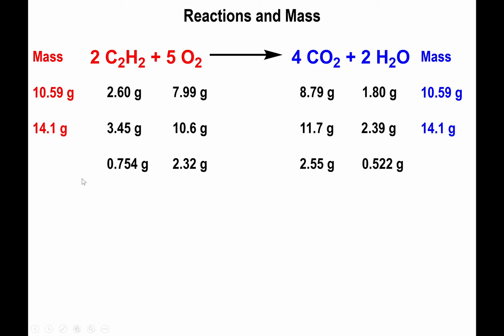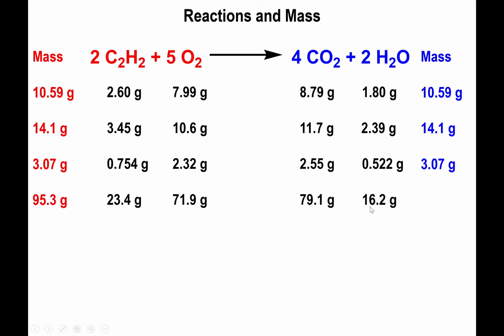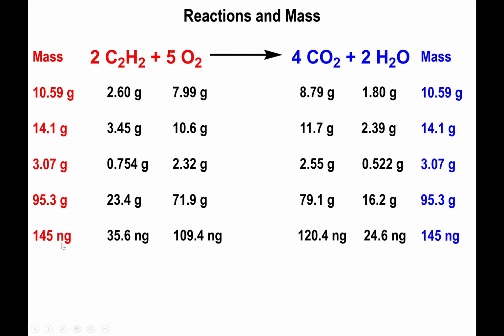You could have values that are even smaller, add them up together on the left side, 3.07, add them up on the right side, 3.07. Making them larger by an order of magnitude, 23 grams, 72 grams, 79, 16, add them on both sides and you get the same mass. Make them super small, go all the way to the nanogram scale, like we typically do when handling DNA, for instance. And what you're going to find out is that 35.6 nanograms plus 109.4 nanograms equals 145 nanograms, and that's exactly what we get on the right side of the equation.